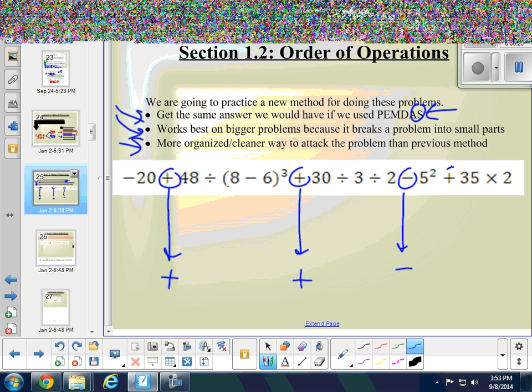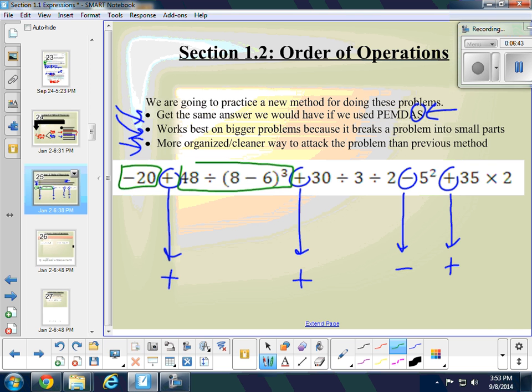So I have one up here which is just negative 20 by itself. Then I've got a little problem right here, 48 divided by whatever I get out of that parenthesis. Then I've got 3 divided by 2. 5 squared is just a little problem. 35 times 2. I've broken this problem, and this will give me the correct answer. It's just like 5 little problems.